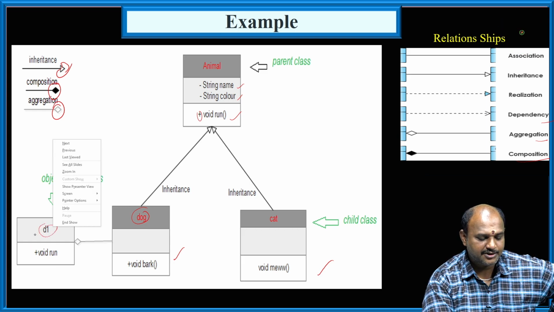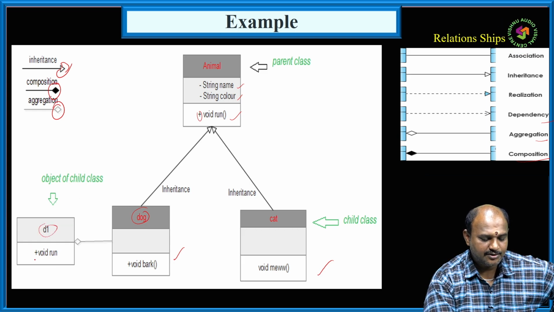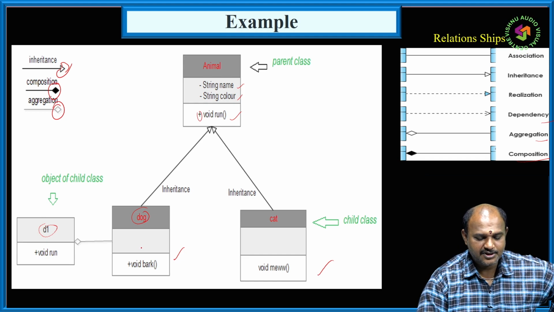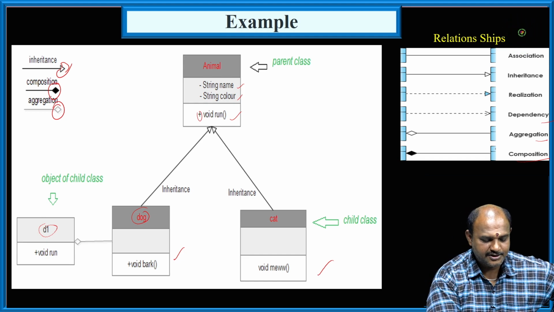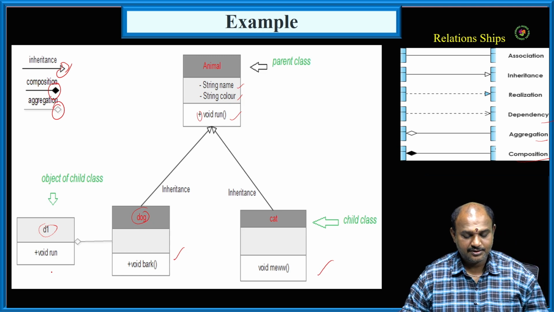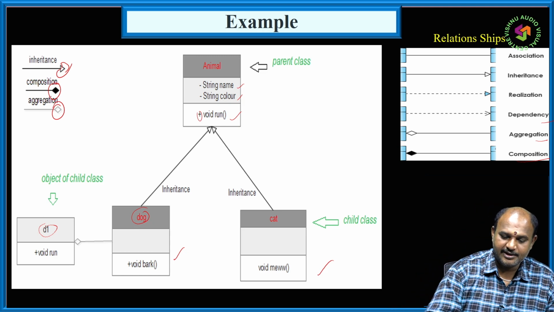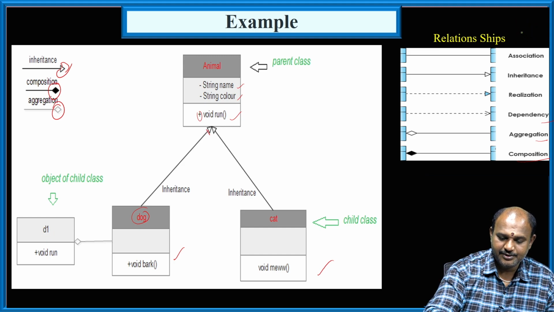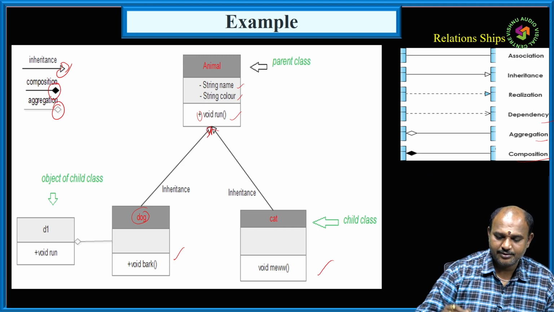D1 is the object name, so it runs. So this is an object of the child class. So this is representing an object. So this is the diagram. We are inheriting some properties from the parent class to the child class. We can use the inheritance symbol here. So this is the thing.